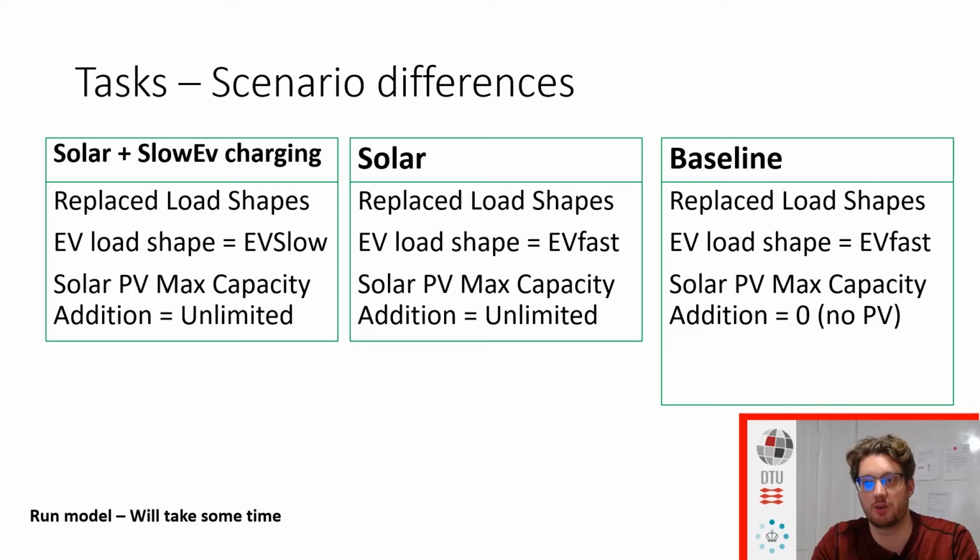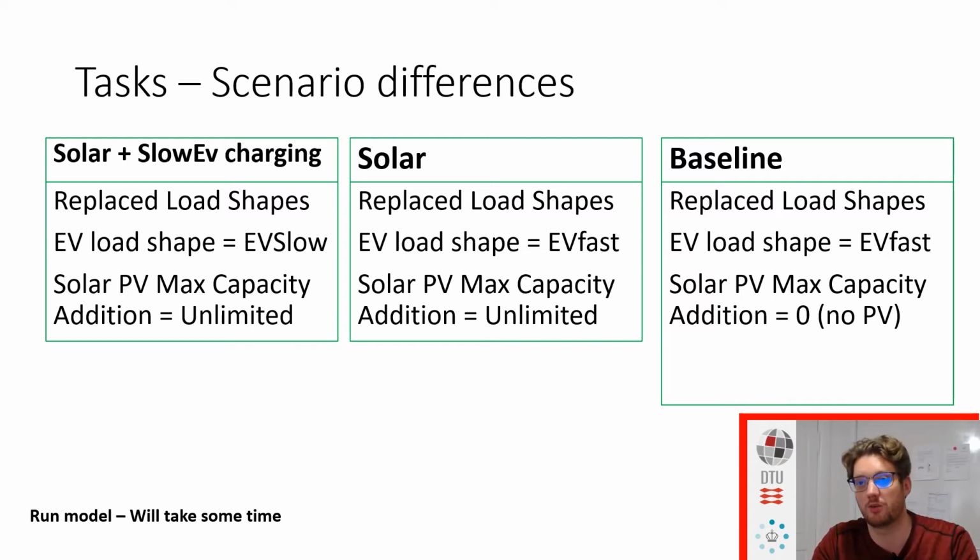In the solar scenario, which is a scenario you have to make, you will have, just like in the baseline, we replace the load shapes. And the EV load shape should be EV fast, so that will work quite well if you let it inherit from the baseline. The only big difference is that the solar PV max capacity addition needs to be quote-unquote unlimited, the measure of unlimited in our transformation sector, so the optimization freely can choose to invest in this technology.